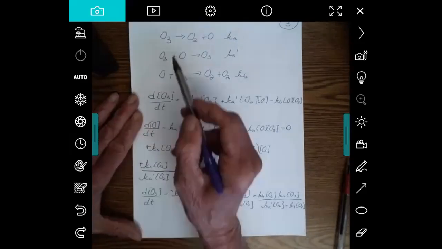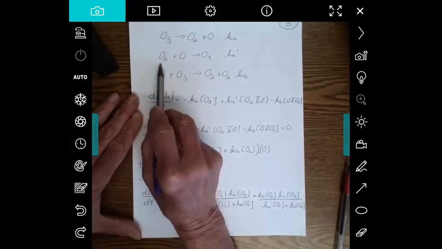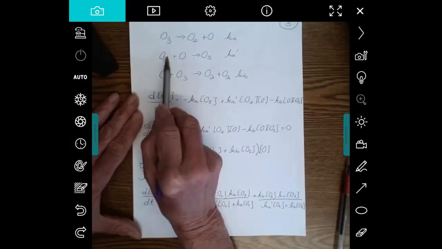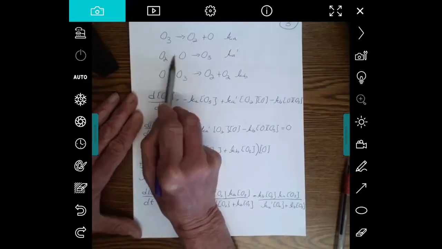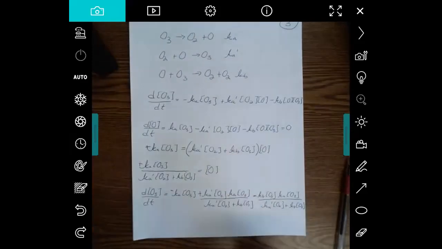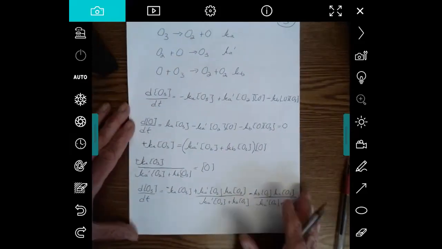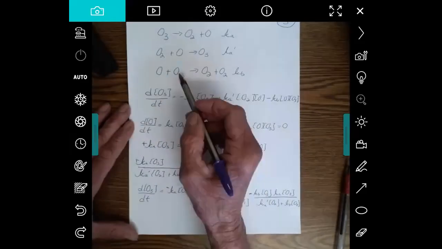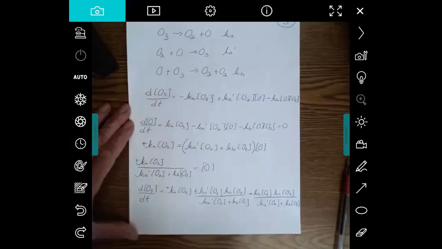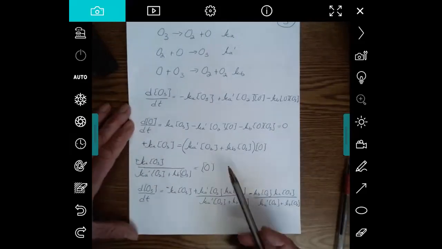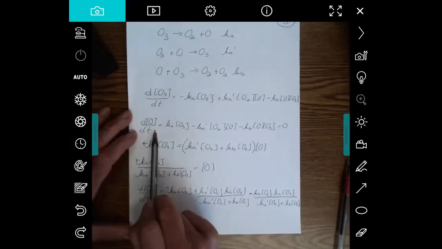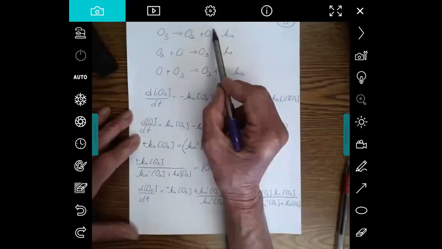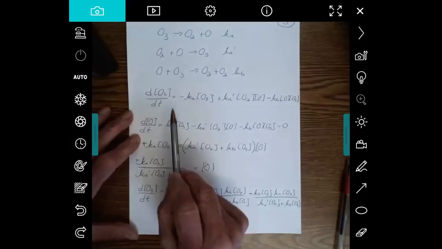Because this is actually telling me for this step to take place, an O2 molecule has to hit a free radical, an oxygen atom. So it's actually telling you on an individual atom or molecule basis what's happening. So we can take each of those and write the rate. You can't do that with the overall reaction.